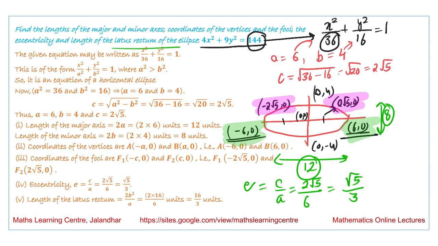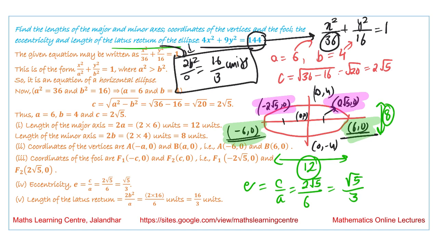And the last thing we have to calculate is the length of latus rectum. The formula we know is 2b square by a. So this value comes out to be 32 over 6, so we get 16 by 3 units. So this is the length of the latus rectum in this case.